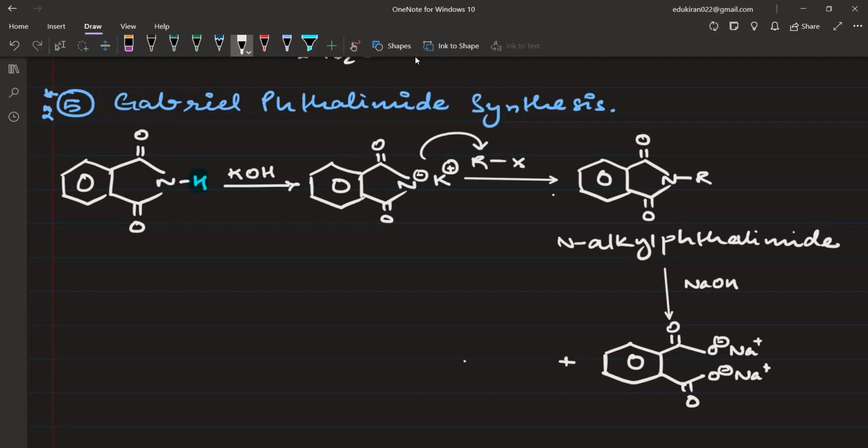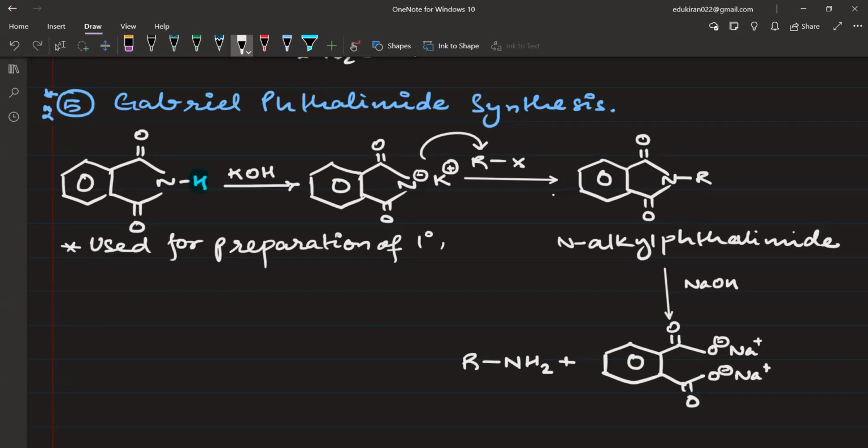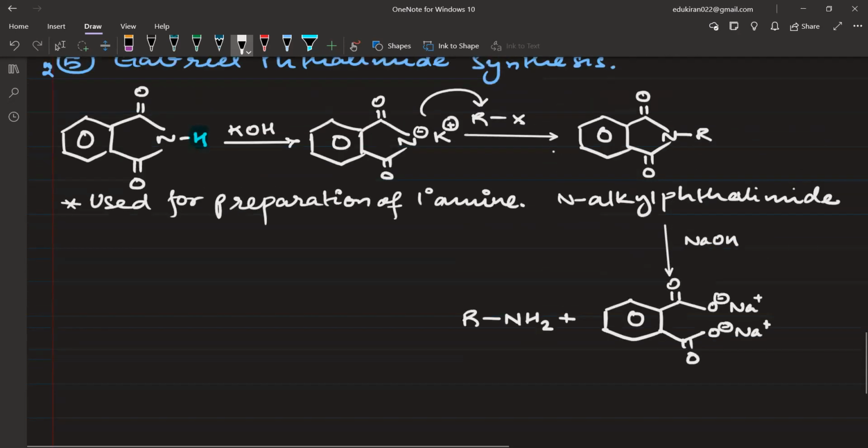Plus you will get RNH2. So you can see that it is used for the preparation of 1 degree amine. Write the reaction and tell me.